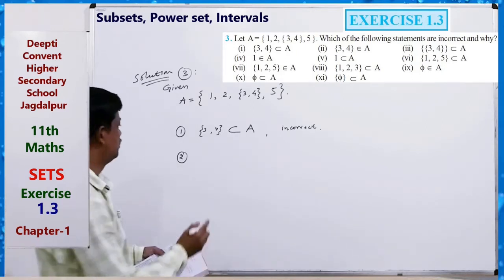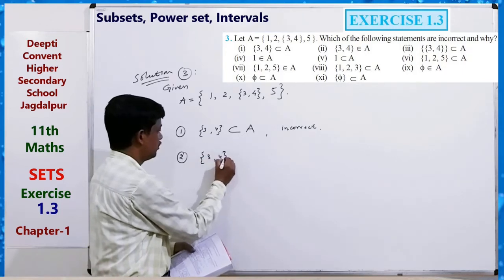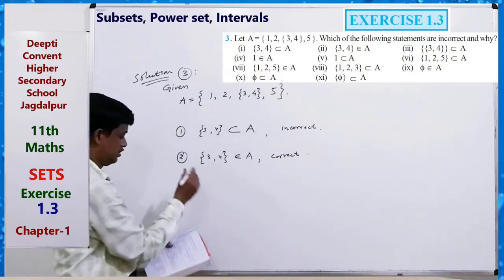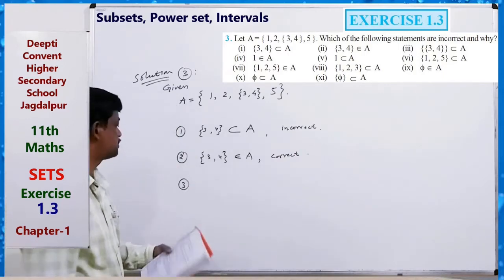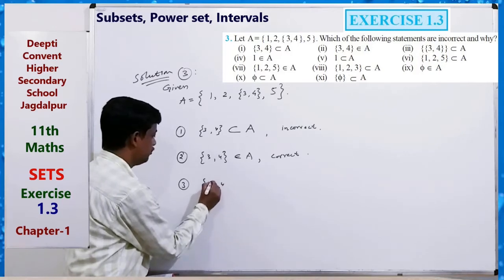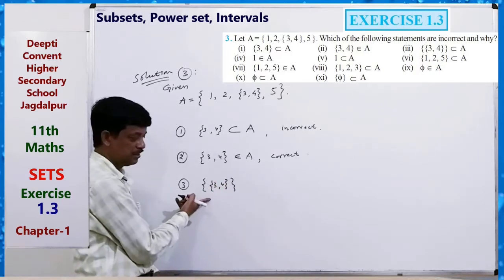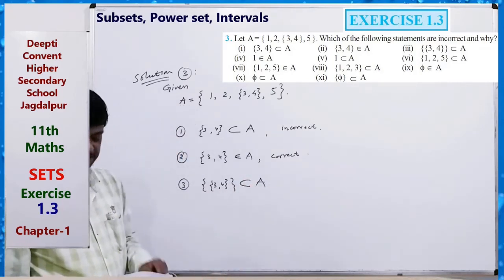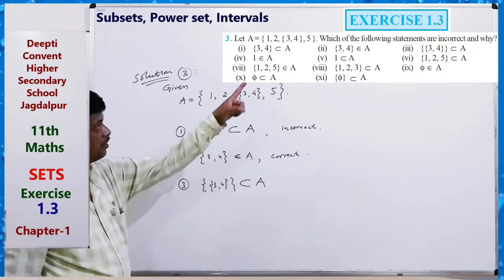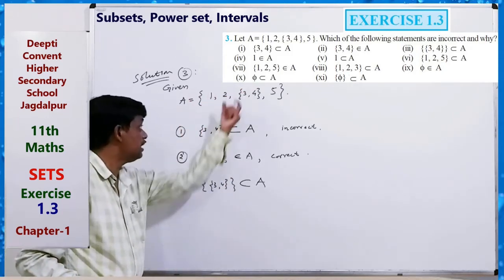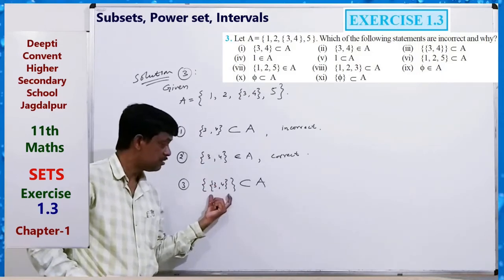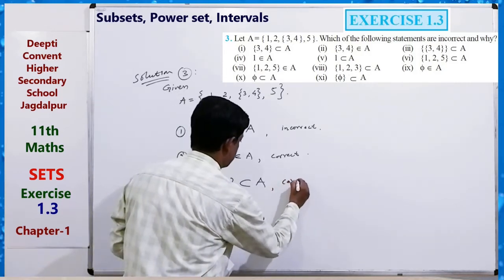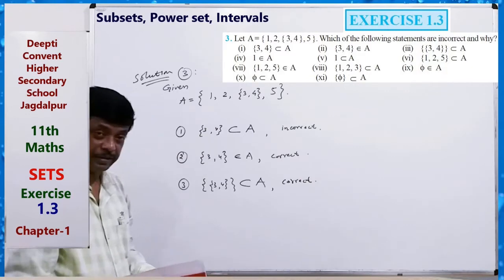{3, 4} belongs to A. Correct. Third, what? {{3, 4}} subset of A. Taking this element, we can make a set. This is a subset of A. Right. Taking this element, we are making a singleton subset of A. This is correct. Okay. Now, fourth.